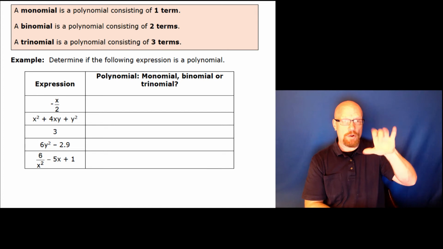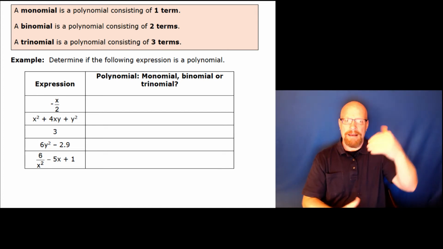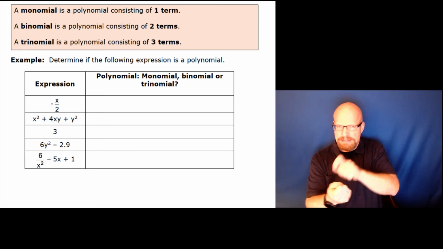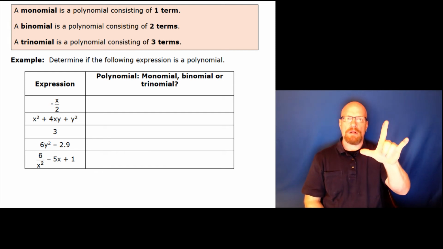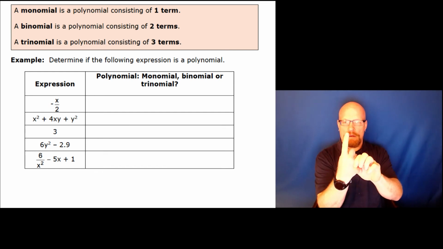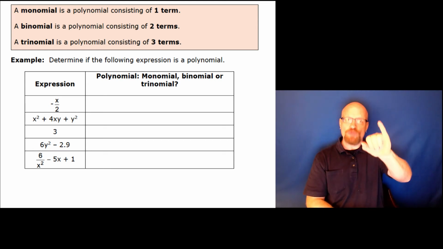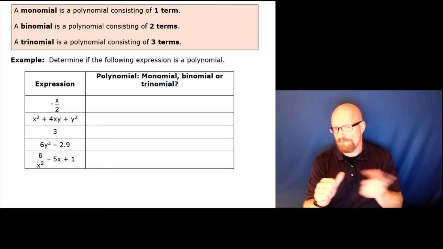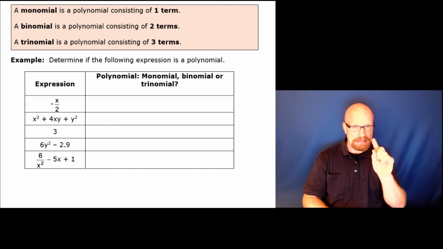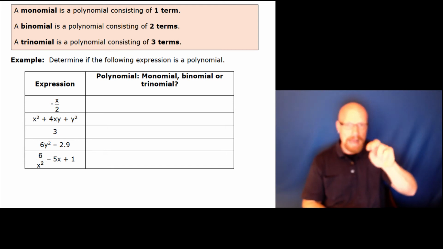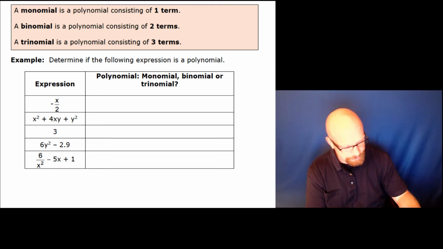Now, we're going to name specific types of polynomials. Polynomial is one or more. Within polynomials, there are specific types that have specific names. If it's a one-term polynomial, we call it a monomial. Mono meaning one. 2 terms is binomial. Tri for trinomial is 3 terms. The first example we have, is it a polynomial? Okay, it is. Now, is it a monomial, binomial, or trinomial? The first one would be a monomial.